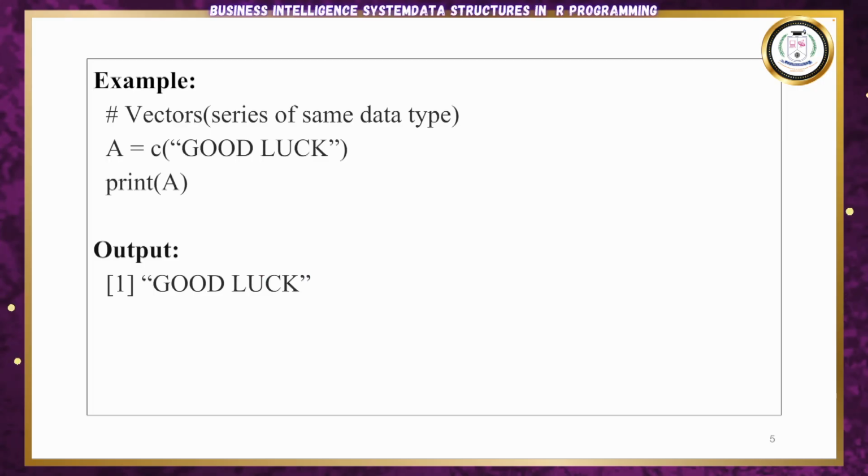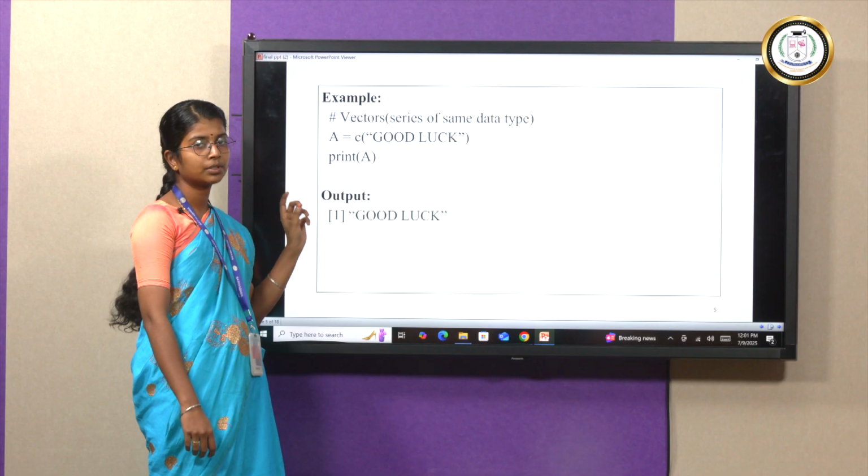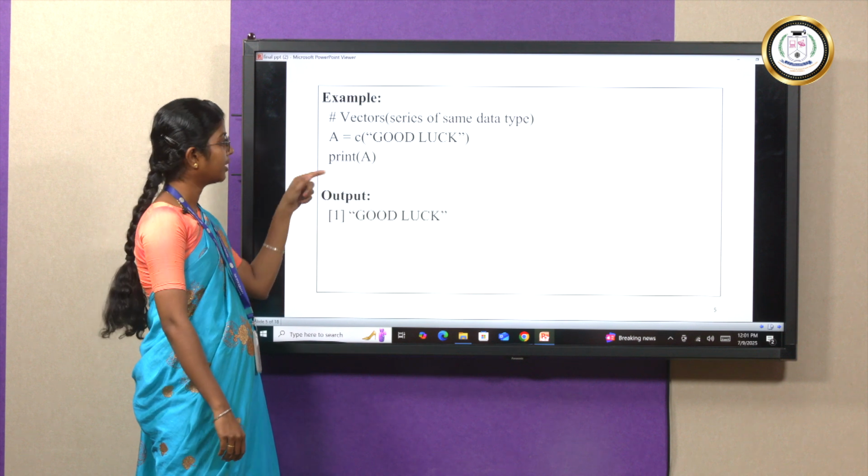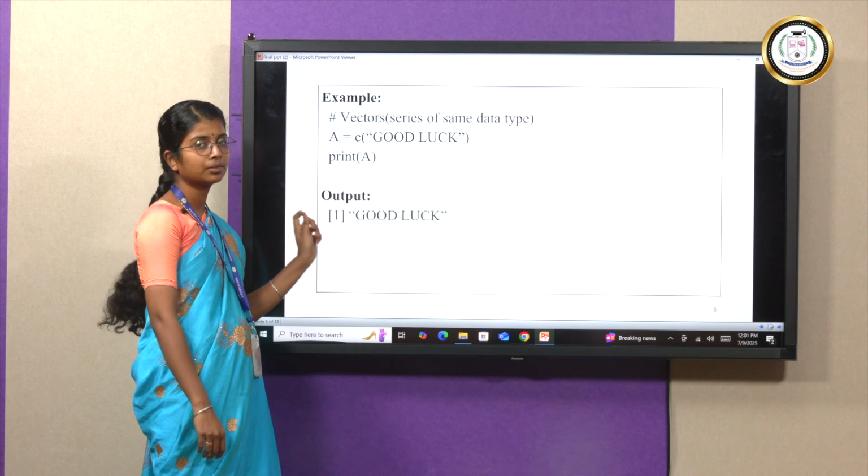We'll see one more example. In a variable A, we are storing it using c, "good luck". It's a string, so it's all of the same data type, not different elements. And if you give print A, you'll get the output as good luck.